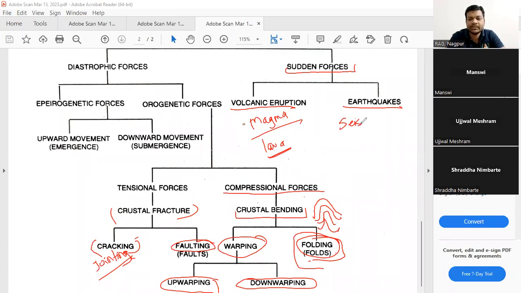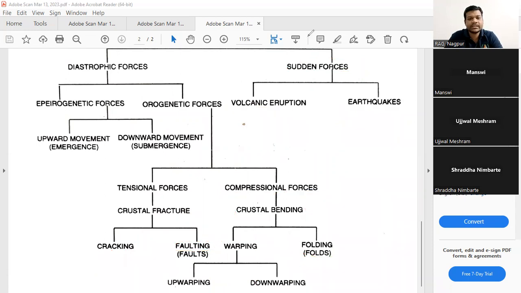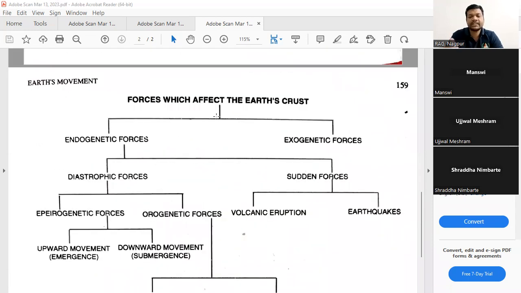In an earthquake, seismic waves strike the surface of the earth and virtually shake it, almost destroying everything. So these are the sudden forces, and this is a detailed account of the endogenetic forces. What is the exogenetic force?